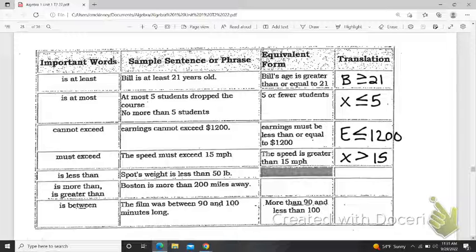Spot the dog's weight is less than 50 pounds. That box is grayed out just because that one was already very much just like a traditional is less than. Boston is more than 200 miles away. And this is true. Boston is greater than 200 miles from here.